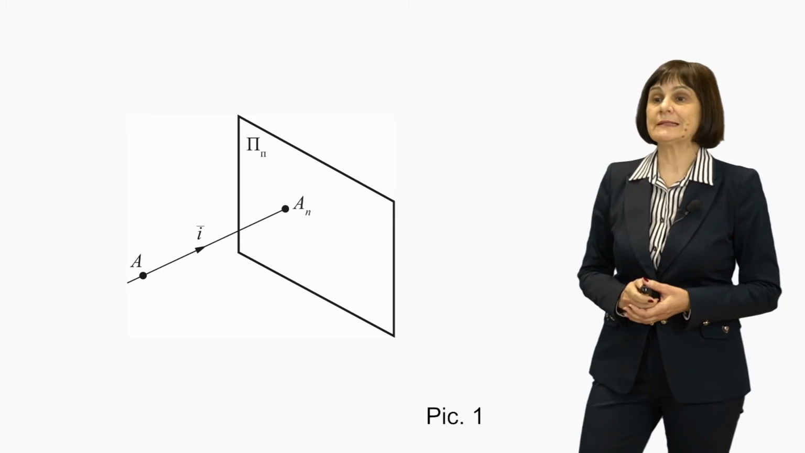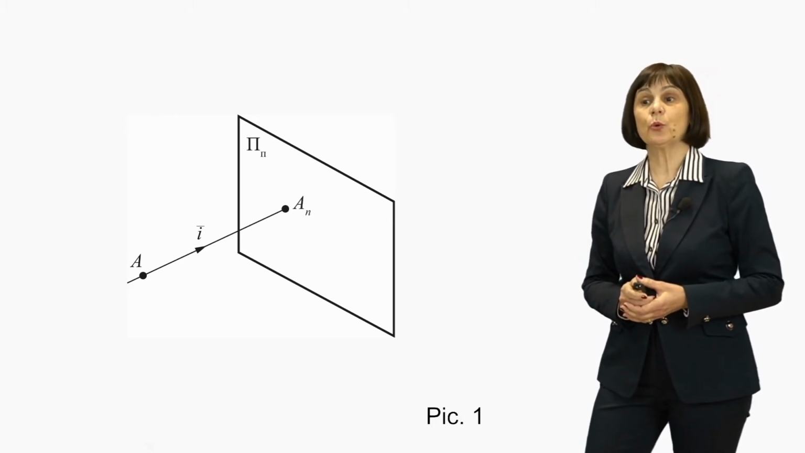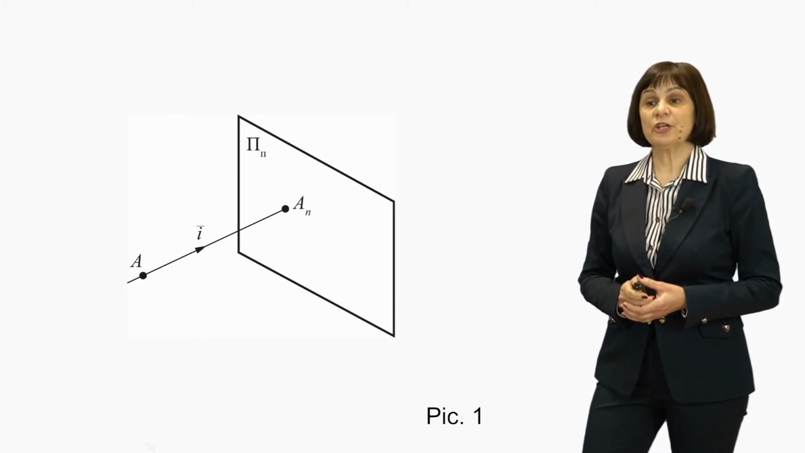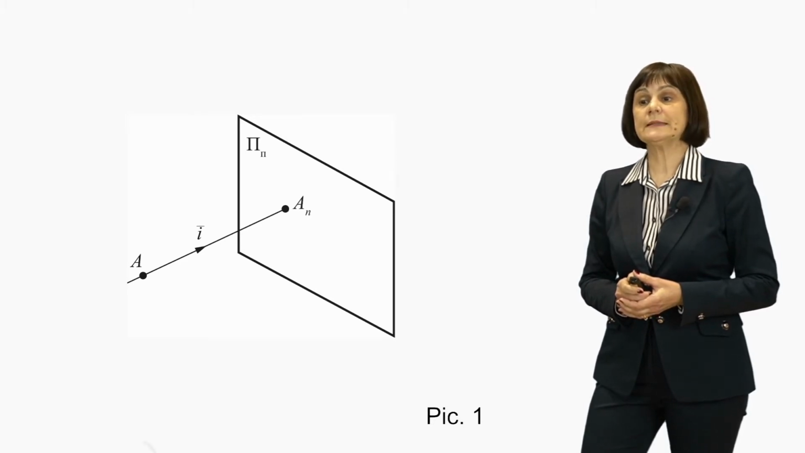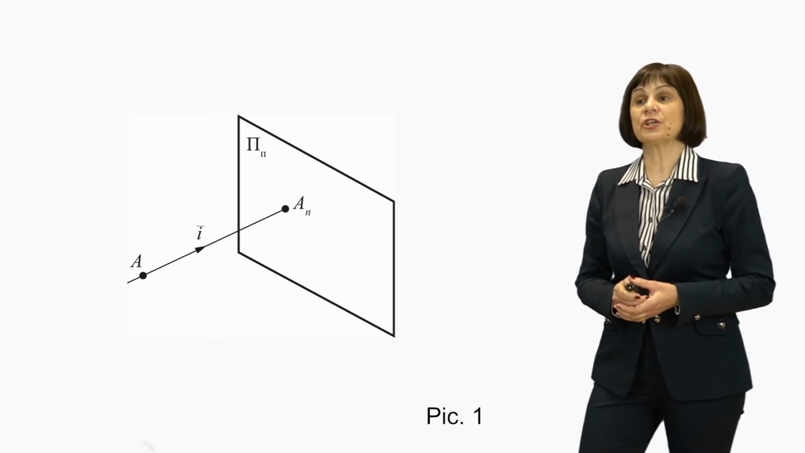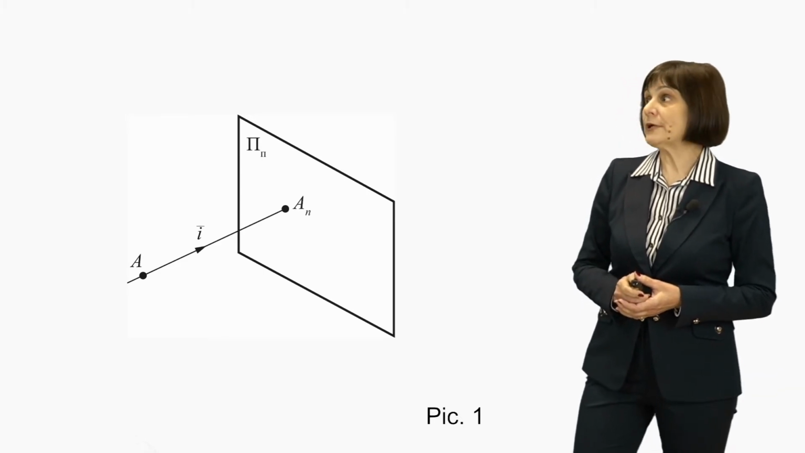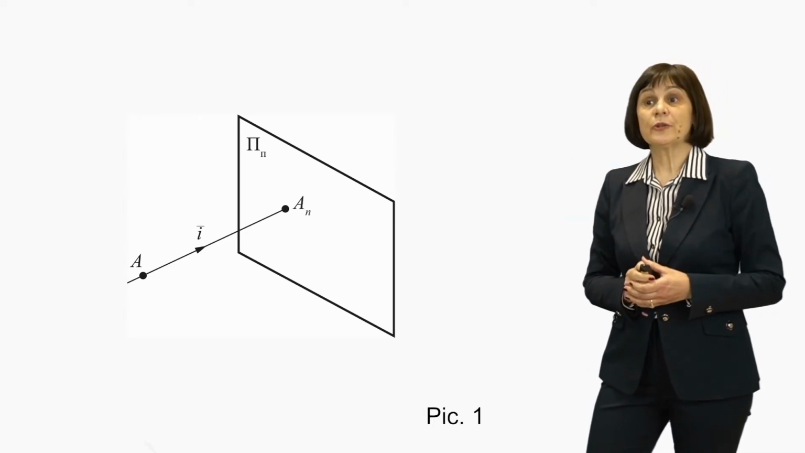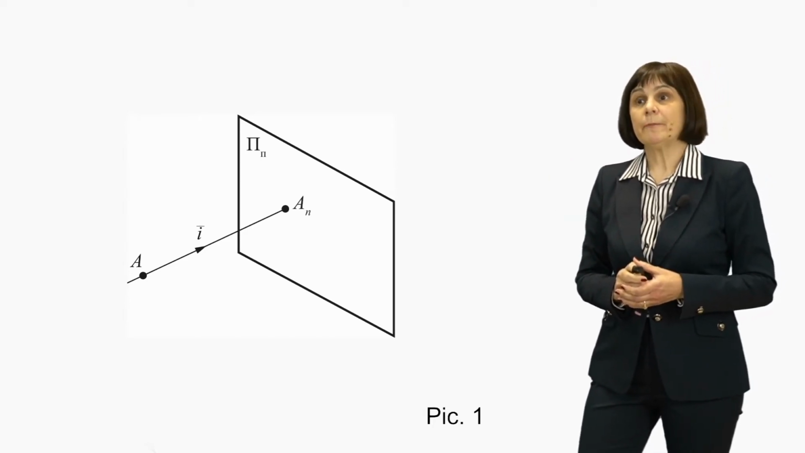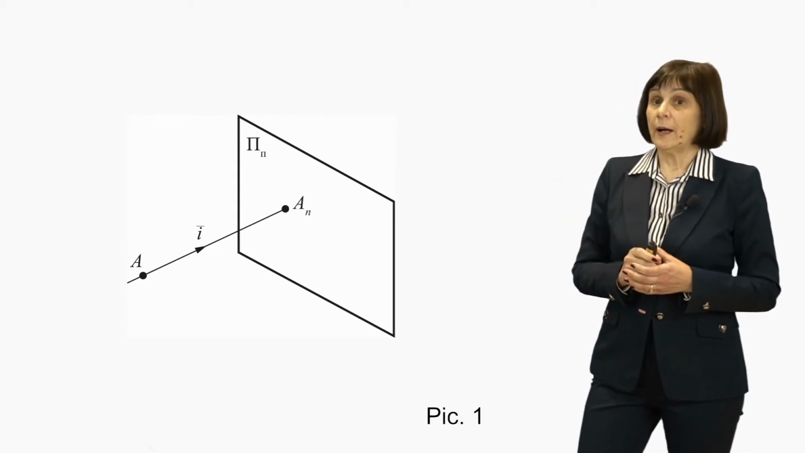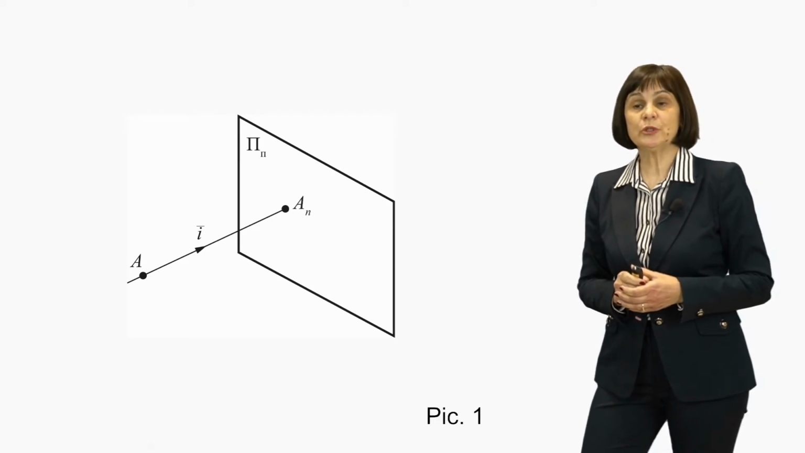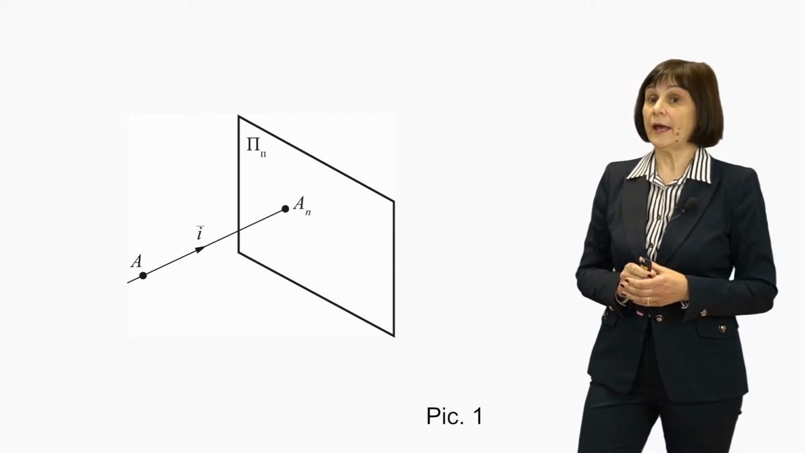The point of intersection of the projecting ray with the projection plane is called the point projection. The point projection designation must contain the index of the projection plane. For example, when we are projecting to the plane with the letter pi n, the projection of the point will be denoted like A n.